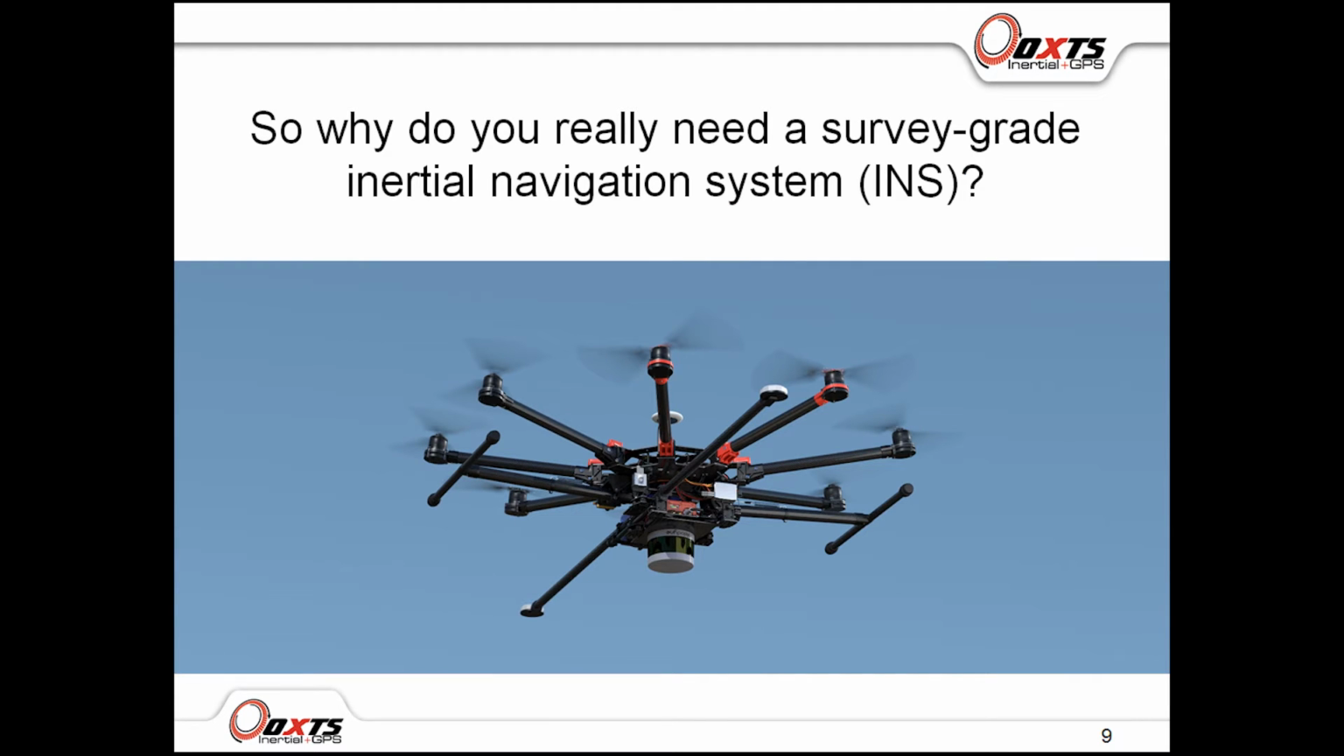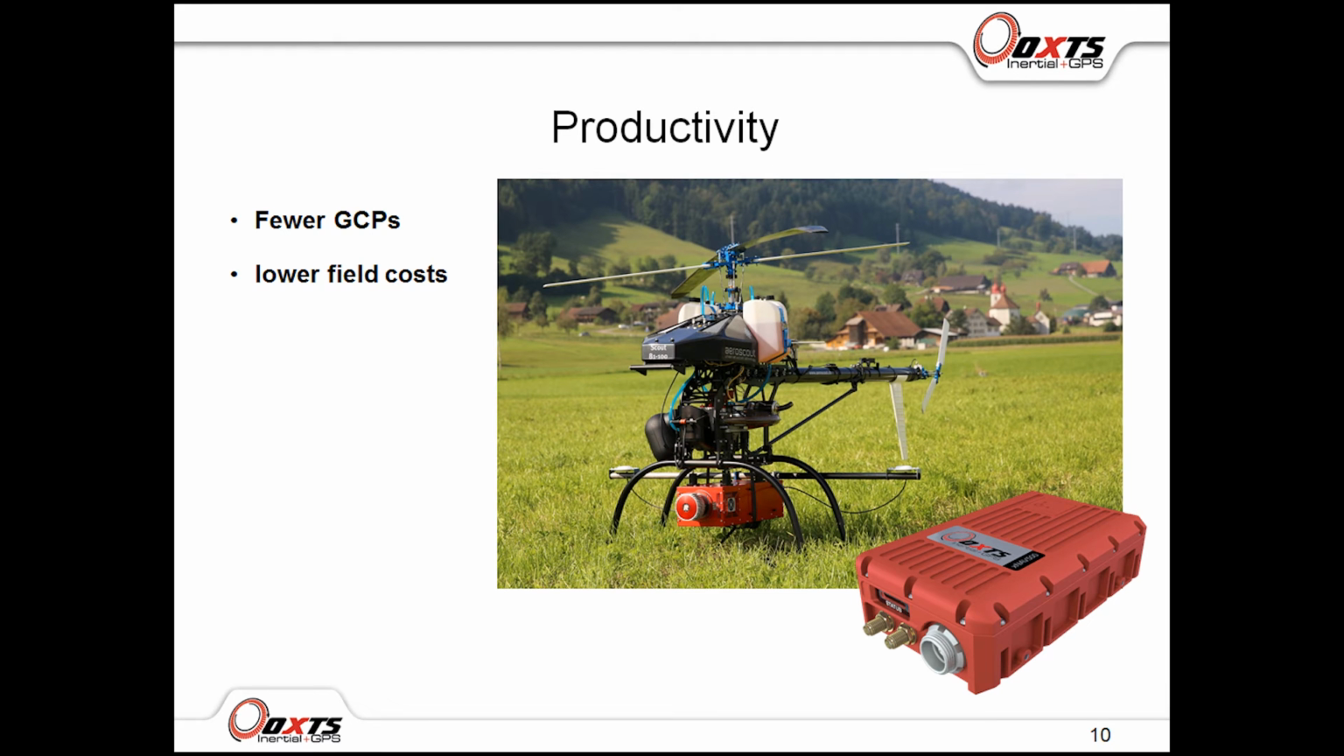So now that we have described what an INS is and the principles behind direct georeferencing, let us remind ourselves why we would consider using a survey-grade inertial navigation system such as the OXTS XNAV 550. The fundamental reason why we would use an INS is to undertake direct georeferencing to reduce field costs, add automation to your mapping procedures, and be able to undertake UAV mapping operations over larger or increasingly inaccessible areas.